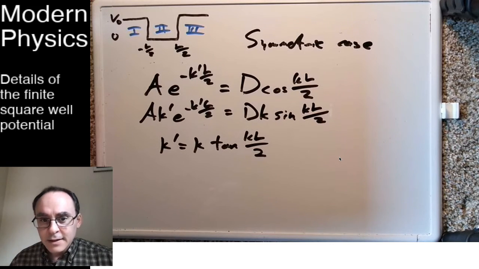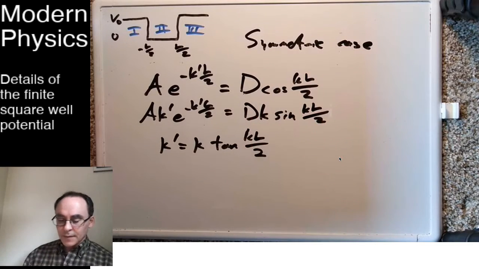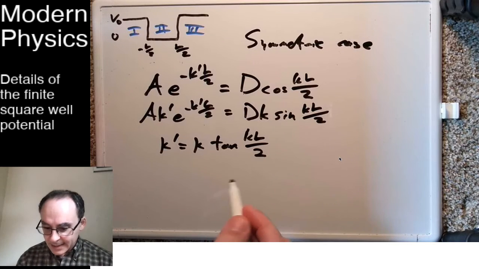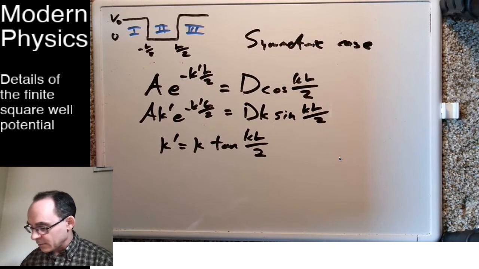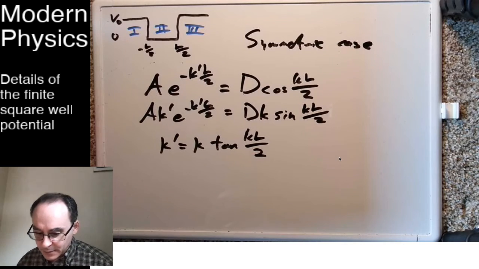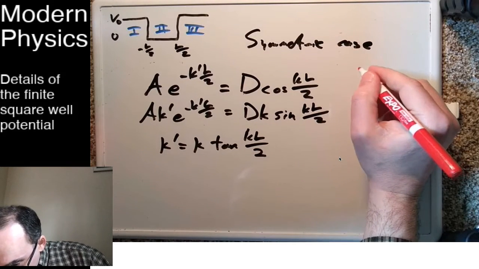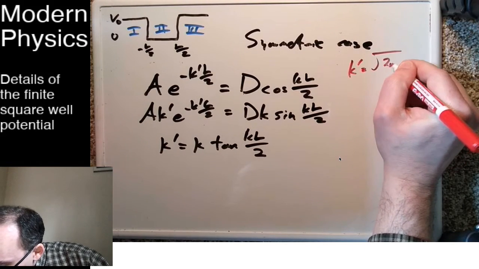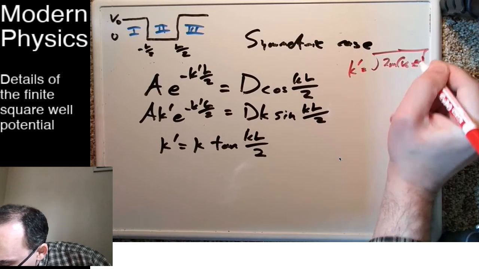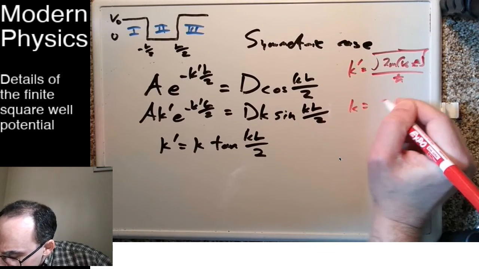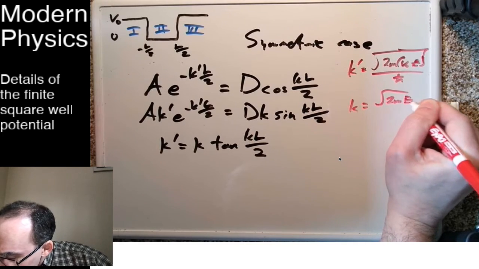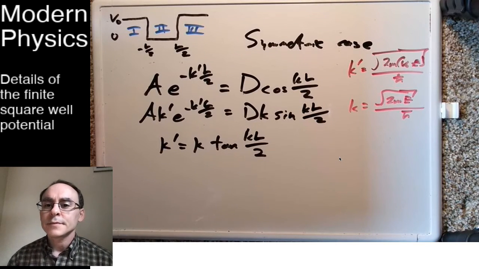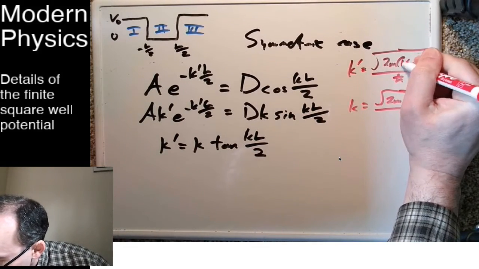So that is actually very useful because this is what is going to help us figure out what the allowed energies are. Because remember, k and k prime themselves really just depend on the energy. For reference, let's write that down. If k prime was the square root of 2m (V naught minus E) over h bar, then k was just the square root of 2mE over h bar. That's a V naught minus E up there in case that's hard to read.